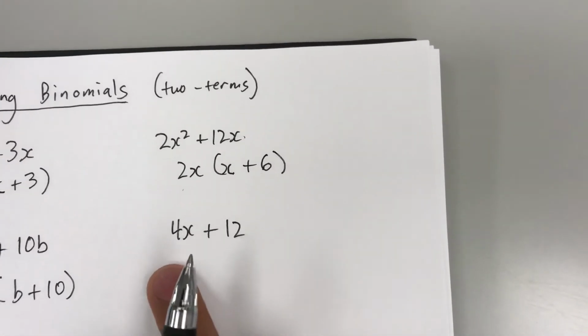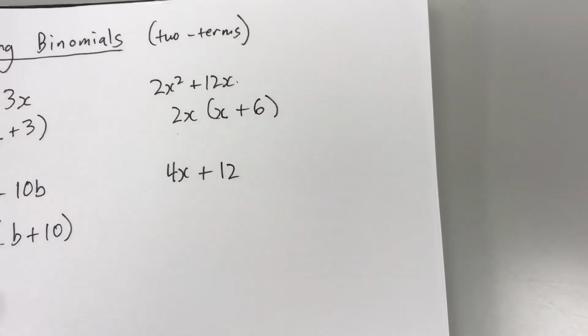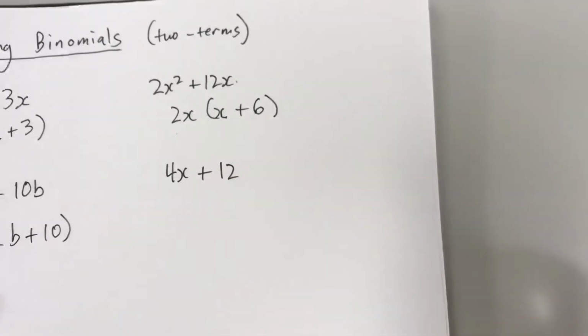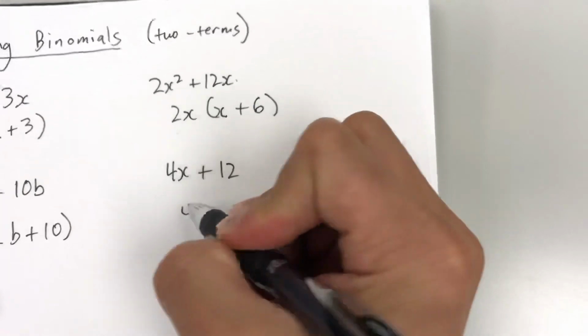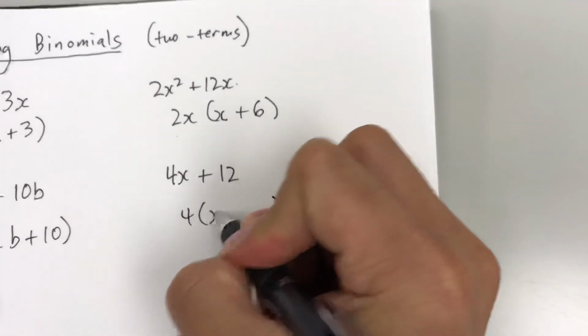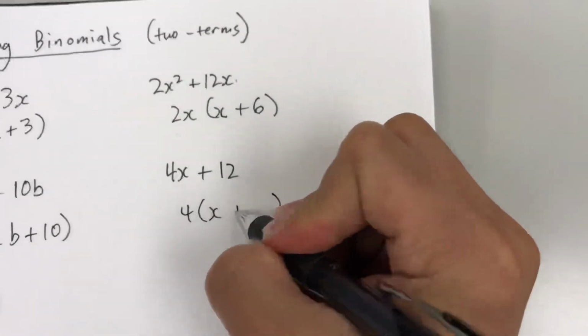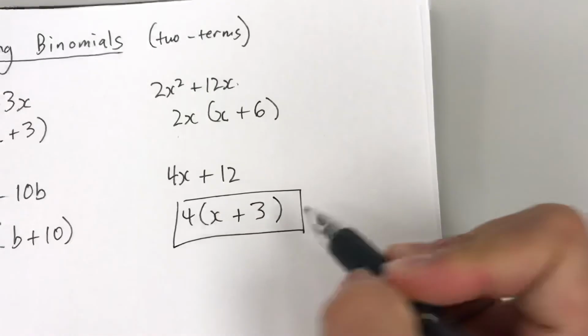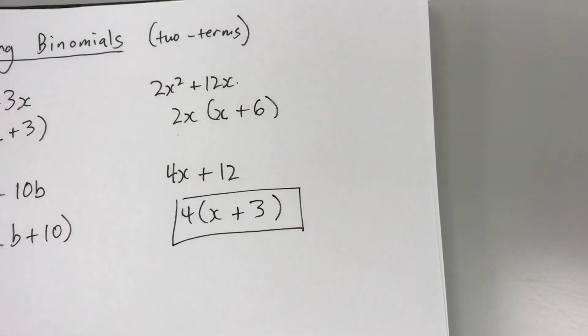Finally, over here, they don't have a variable in common. However, they do have a number in common, right? 4 and 12 both are divisible by 4, so I'm going to factor out that 4. And 4x divided by 4 gives you x. 12 divided by 4 gives you 3. So this is the final correct answer for this question. Okay, and this is how we are going to be factoring binomials.